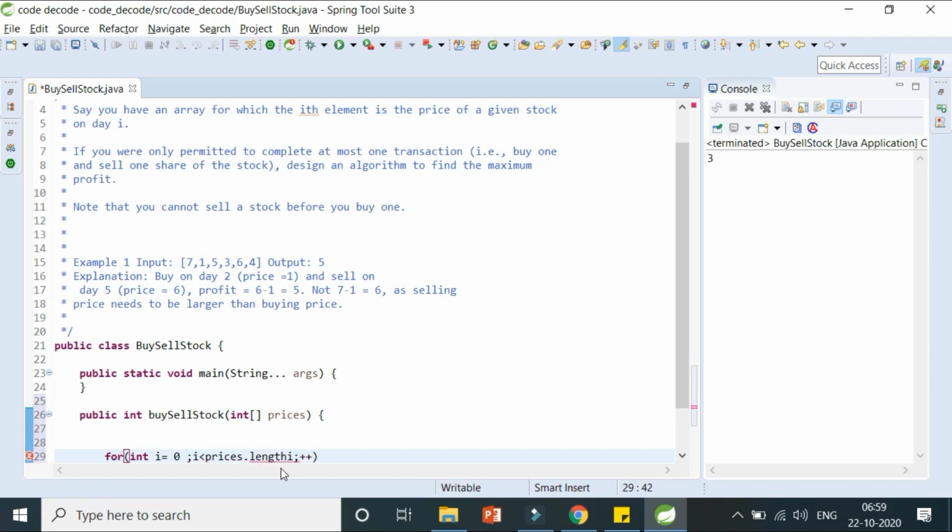Perfect. So I'm not starting the loop from the very first index. I'm starting from the second index, that is index 1.